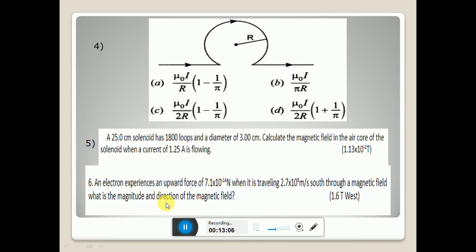So you can apply F is equal to BQV. From that you can get the magnitude of the magnetic field, and after getting that magnitude, apply Fleming's left hand rule to find out the direction of the magnetic field. So the answer will be 1.6 Tesla towards west.